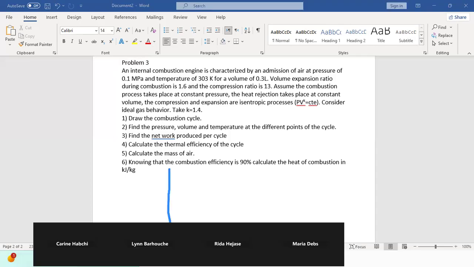So we need to draw P function of V, and at the same time we'll explain the physics of what is happening here. You know that in the majority of our cars, we rely on piston cylinder systems to transform the energy released by combustion to mechanical work. And the idea is really simple.